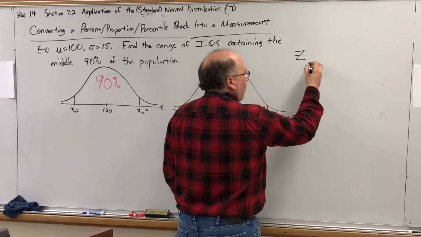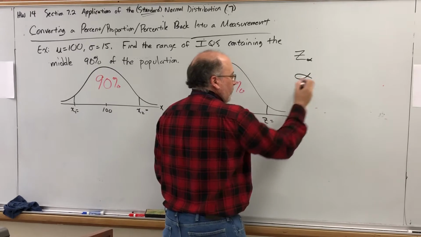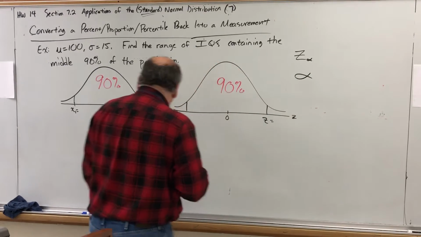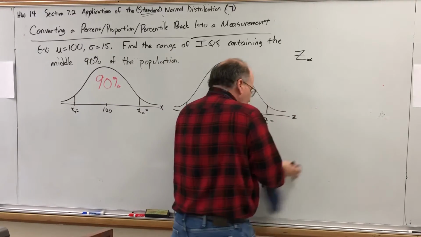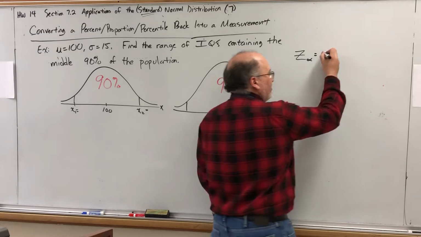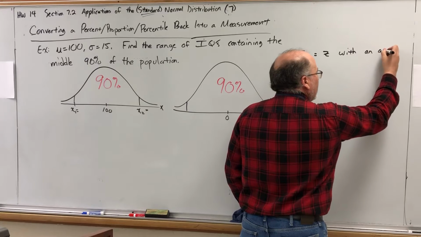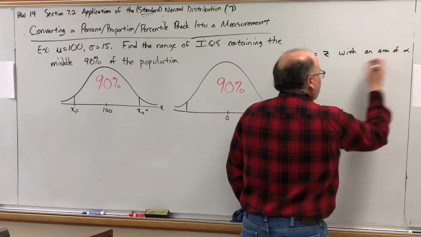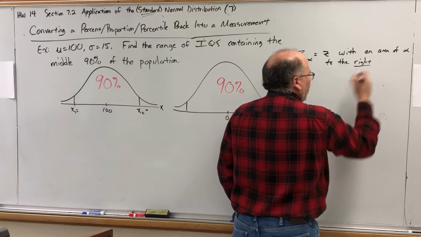We're going to call that number alpha. The Greek letter alpha looks like what some people call the Jesus fish, but it's the first letter of the Greek alphabet and it's lowercase. But whenever you see a z subscripted with a number, this is the z with an area of alpha to the right. And that's why I wanted to look to make sure.